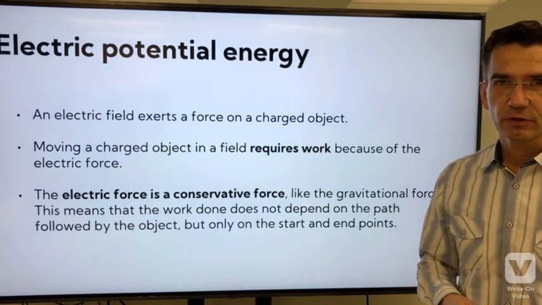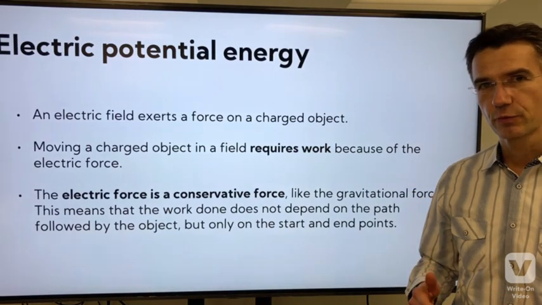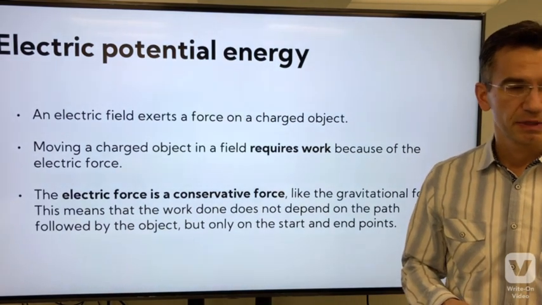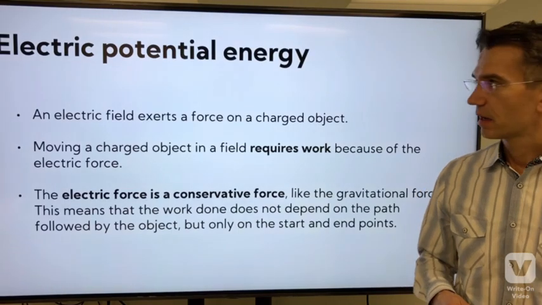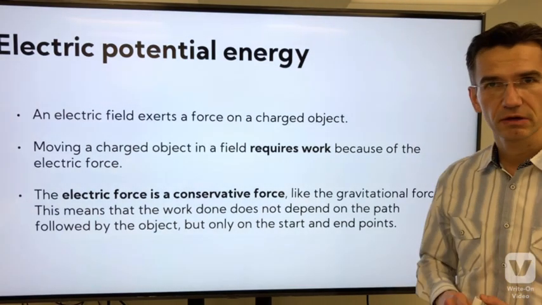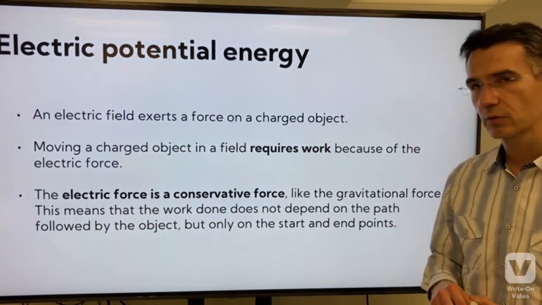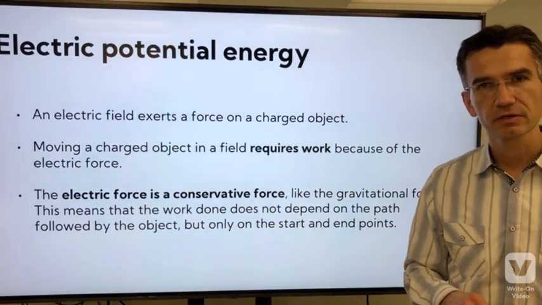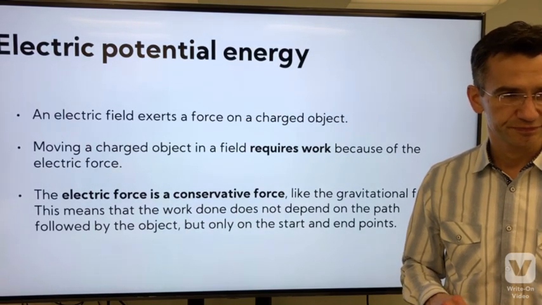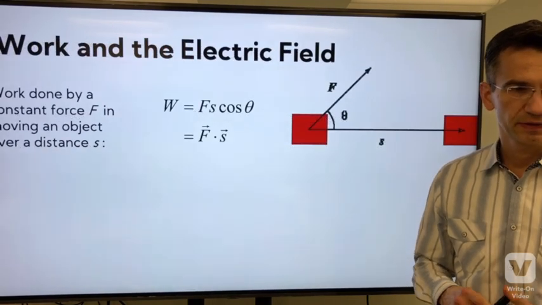So we know that the electric field exerts a force on charged objects. Therefore, if we're to move a charged object in an electric field, we need to do work because of this electric force. The electric force itself is a conservative force, like the gravitational force. This means that if we're to move a charge in an electric field, the work required to do that is not dependent on the path that we use to move this charge. So let's take a look at the expressions for work in an electric field and how we can calculate it.